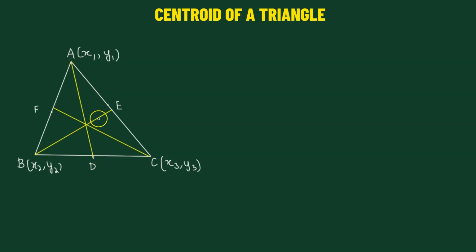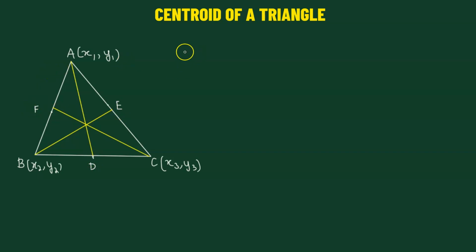Now, AD, BE and CF, these are called the medians of the triangle. So the median is the line that divides any side of a triangle into two equal parts. That means AD bisects the side BC. Here, BD will be equal to the length DC. Or in other words, we can say that D is the midpoint of BC. Similarly, E will be the midpoint of AC and F will be the midpoint of AB. Now, using this information, we can find out the coordinates of D, E, F.